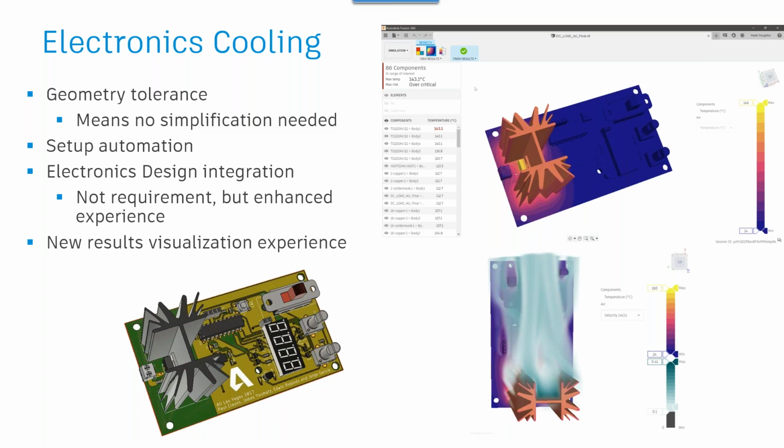One good thing about using electronics cooling is we have implemented geometry tolerance in there. So you actually don't need to simplify the model. You can take your model as is into simulation, without removing any fine features or minor parts that you know won't affect your simulation. You don't have to go through the simplification process. You can just run it as is, which also brings us to the next point, setup automation. Since you don't have to simplify, most of your simplification work is not required, and as well as going through the setup, we have automated that process as much as possible for the users.